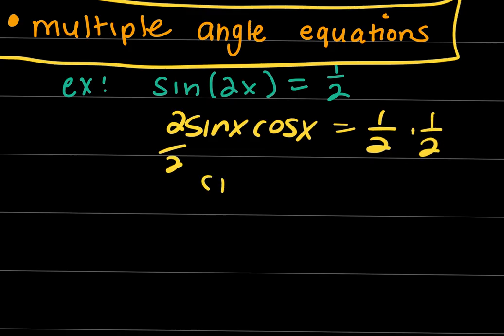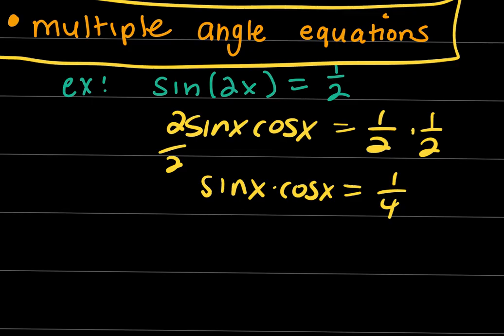And I get sine x times cosine x equals 1/4. Now I could try to figure out what sine of an angle and cosine of the angle would multiply together to give me the 1/4. But it gets really complicated. I can't split this and set them each equal to 1/4. That only works if it's 0, right? So a double angle would not work here.